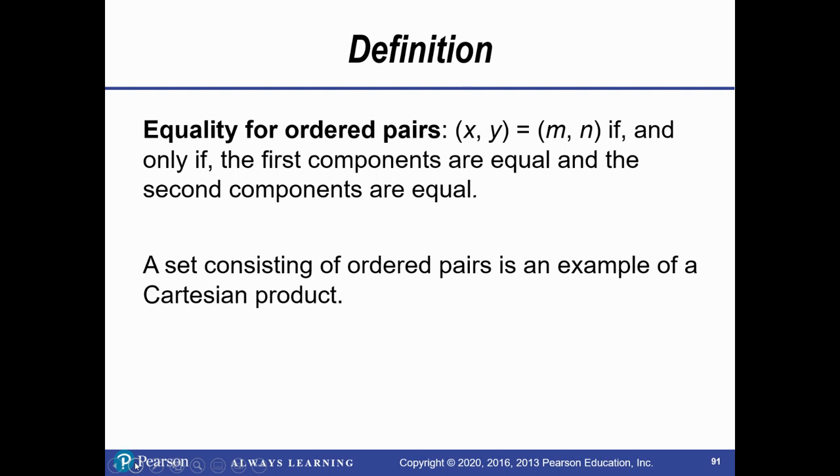Now, an ordered pair is equal to another ordered pair if and only if their first components are equal and also their second components are equal.